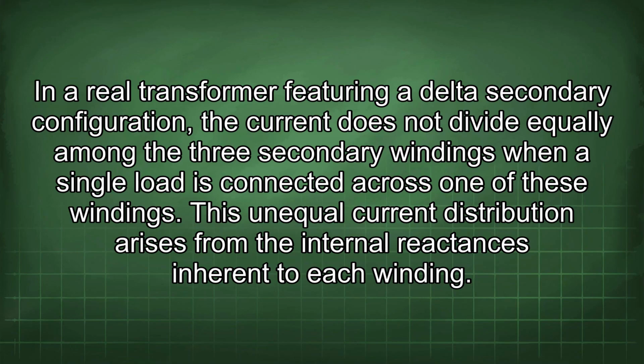In a real transformer featuring a delta secondary configuration, the current does not divide equally among the three secondary windings when a single load is connected across one of these windings. This unequal current distribution arises from the internal reactances inherent to each winding.